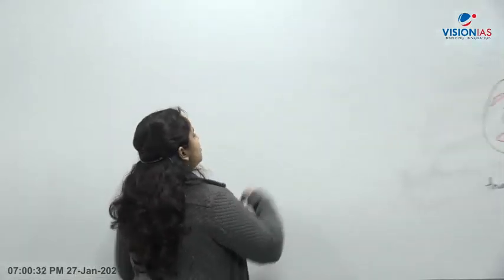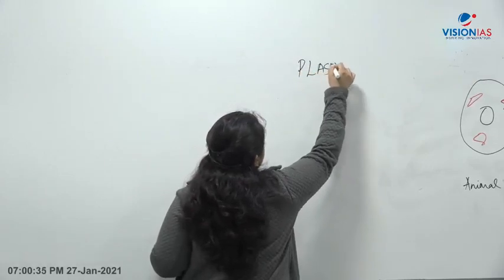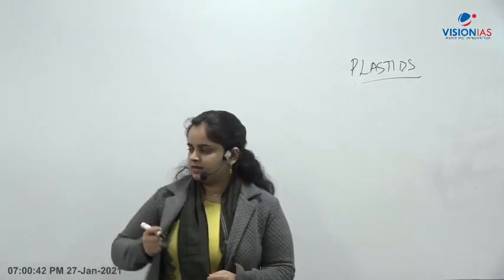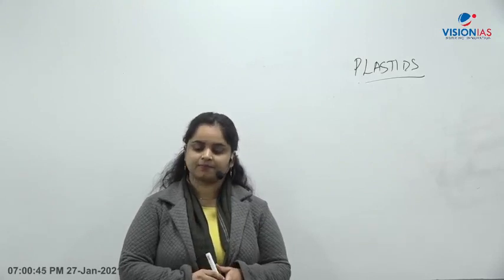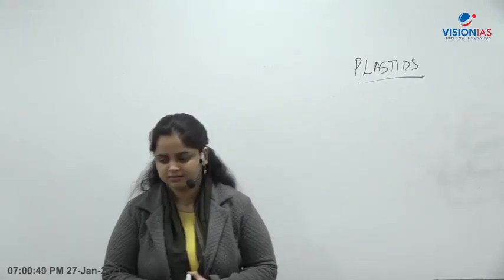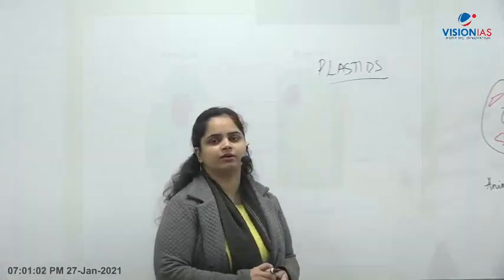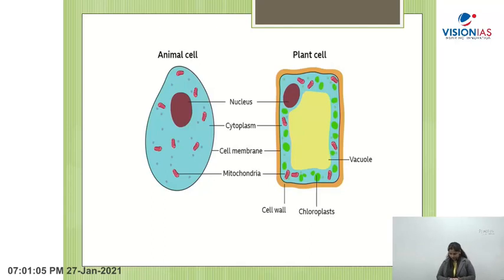Fine. One last organelle is left for us to do, and that organelle is specific to plants. It is called plastids. Please write down plastids. They contain pigments of different colors and are found in plants only.